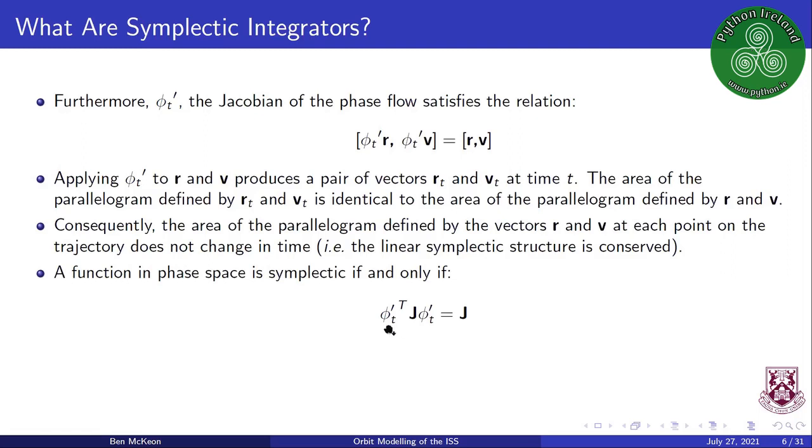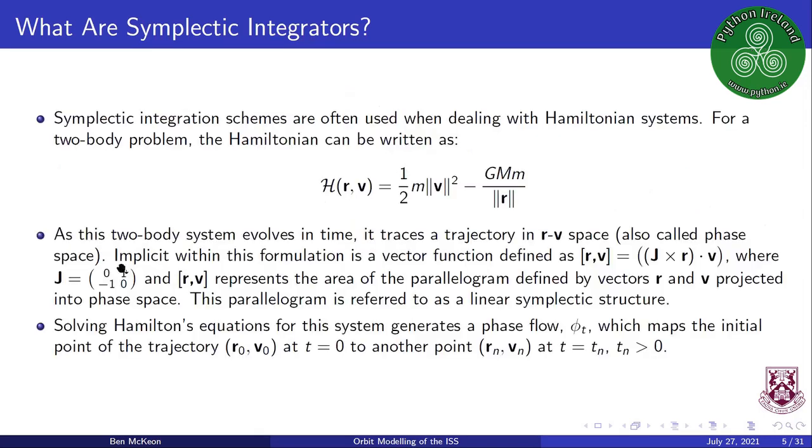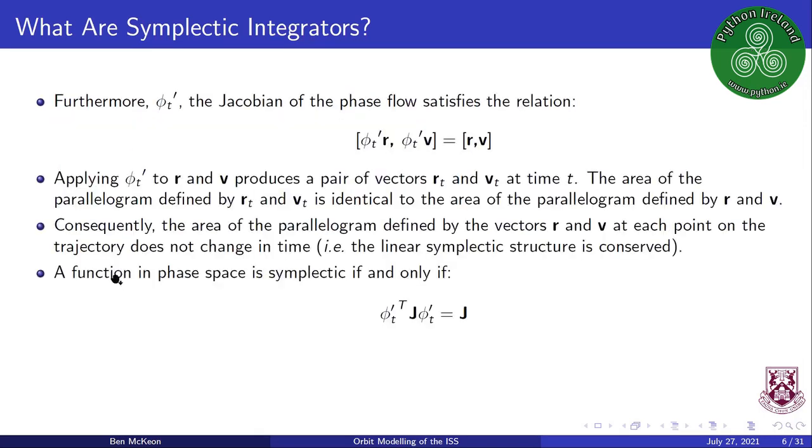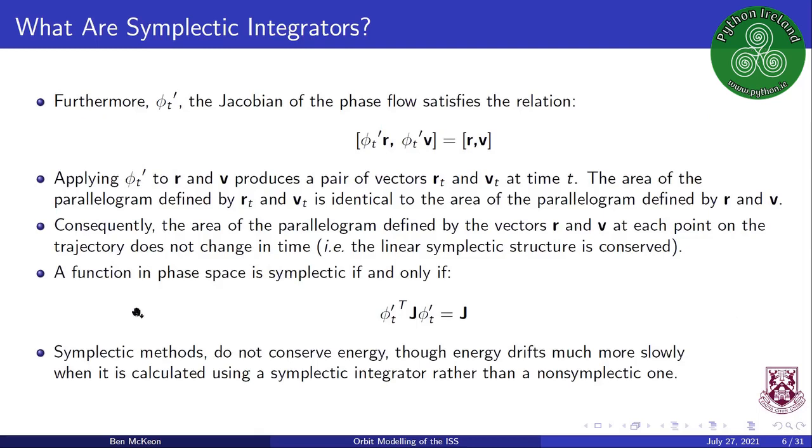So if we have the phase flow for a particular function, this is the test to see: is it symplectic or isn't it symplectic? And this J is the same as the J that we had back here. Then, while they conserve the linear symplectic structure, which gives them their name, they don't technically conserve energy. There's the principle of conservation of energy that most people would be familiar with, which is that energy cannot be created or destroyed, but can be converted from one form to another, say between kinetic and potential and vice versa.